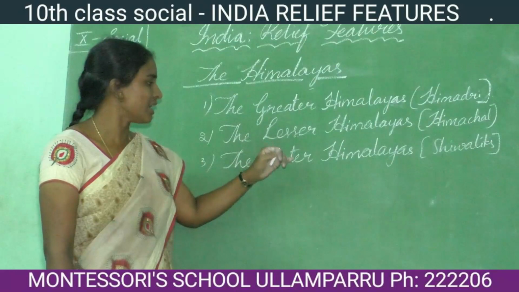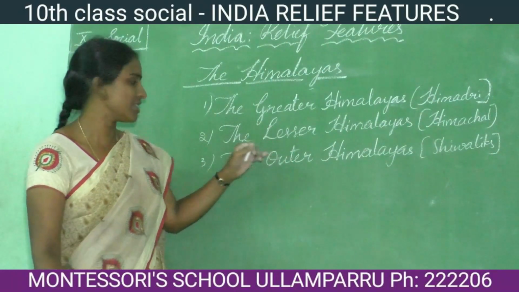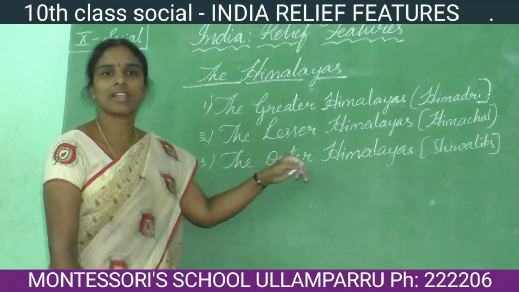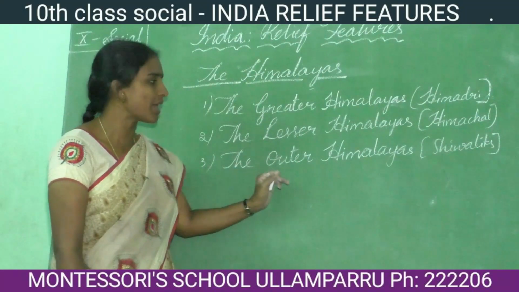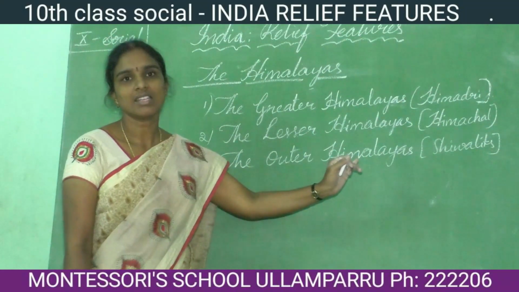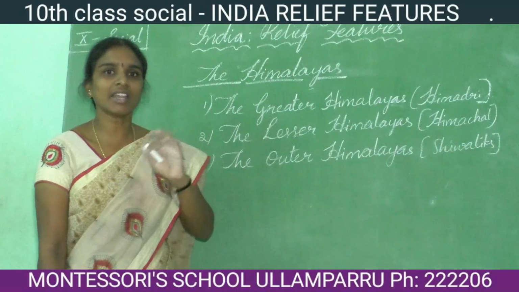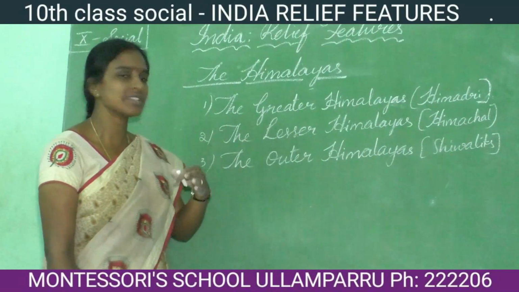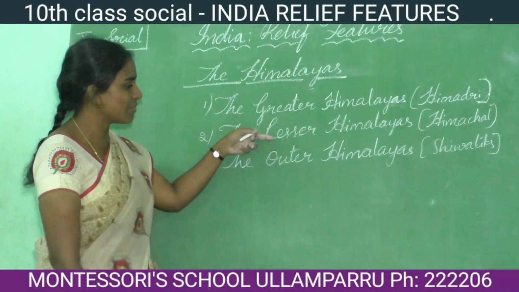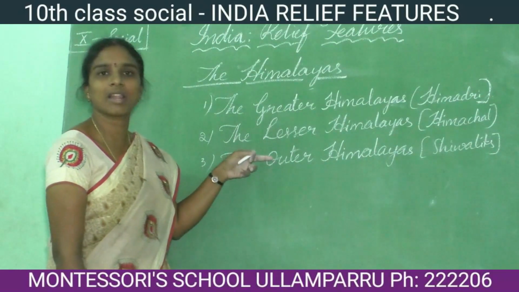After the Lesser Himalayas, the next range is the Outer Himalayas. These Outer Himalayas are also known as the Shivaliks. And where are the valleys here? The famous valleys are in between the Lesser Himalayas and the Outer Himalayas.